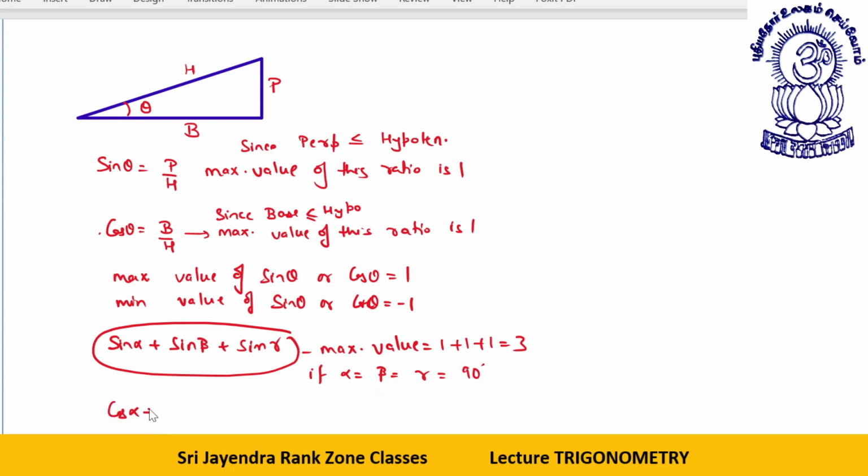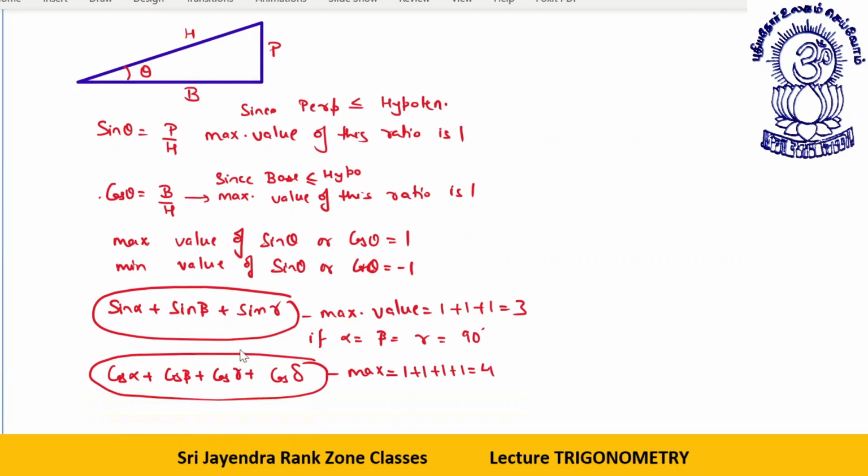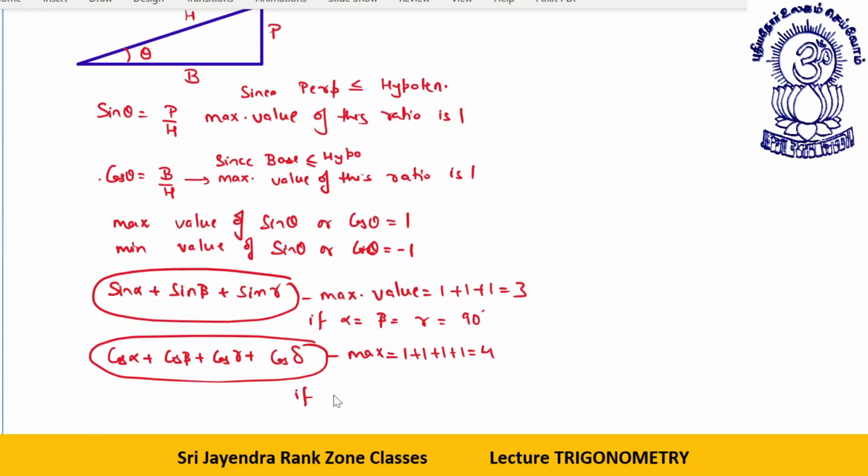If I write down cos alpha plus cos beta plus cos gamma plus cos delta, what will happen for this particular expression? The maximum value will be 1 plus 1 plus 1 plus 1 is equal to 4. There are 4 expressions, so the maximum value will be 4, if alpha is equal to beta is equal to gamma is equal to delta is equal to 0 degrees. Okay, clear? I'm sure so far all the things are clear to all of you. Fine.